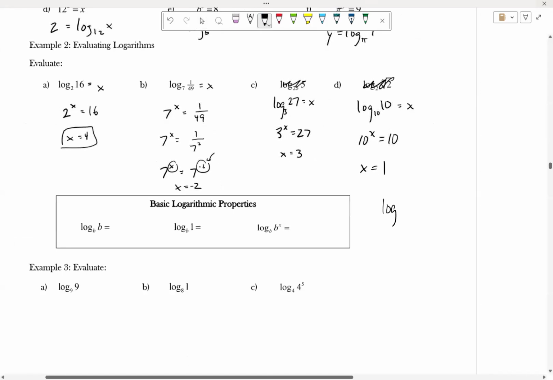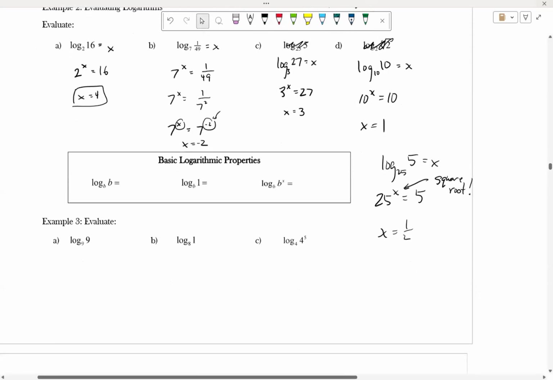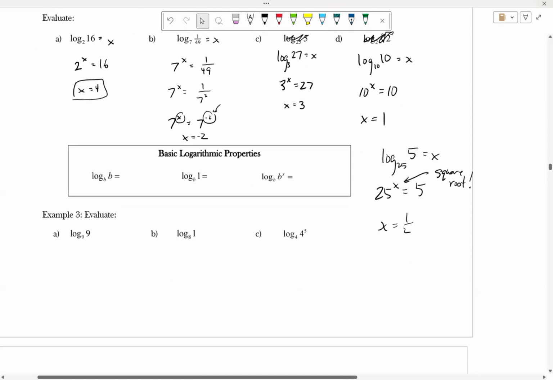Another challenge. We have 25 to the X equals 5. Is it 1/2? How do you know this? Yeah, we're taking a square root here. Perfect. Square root. I'll give you a moment to try A, B, and C.